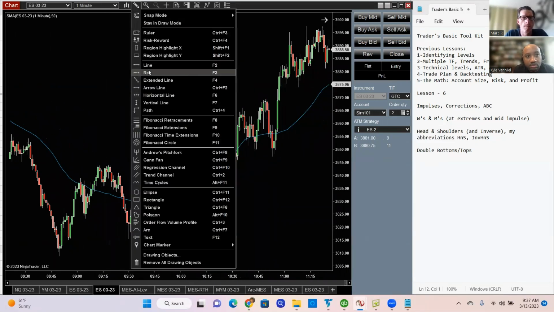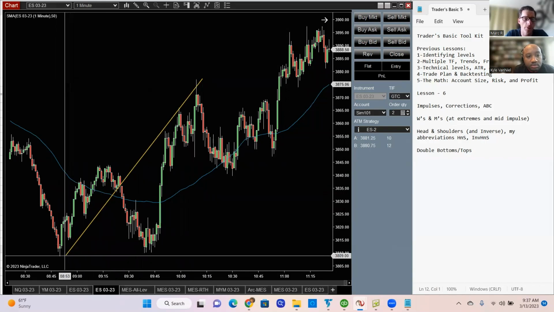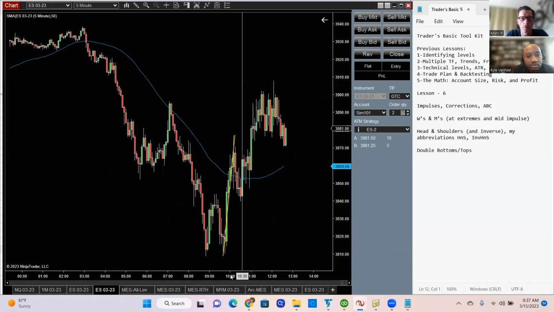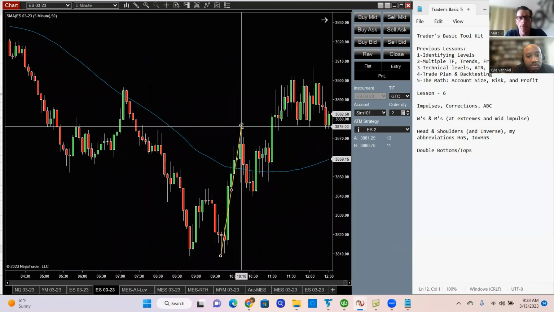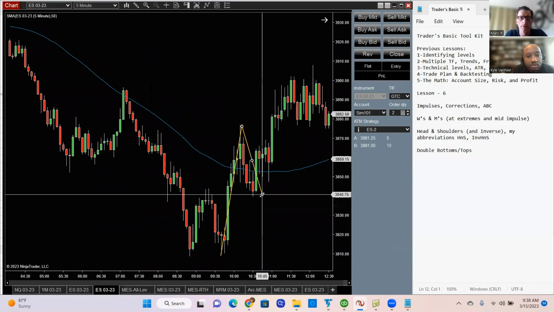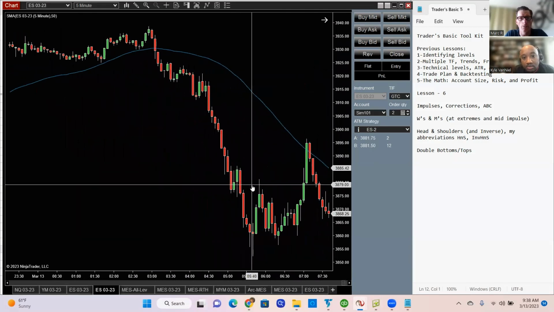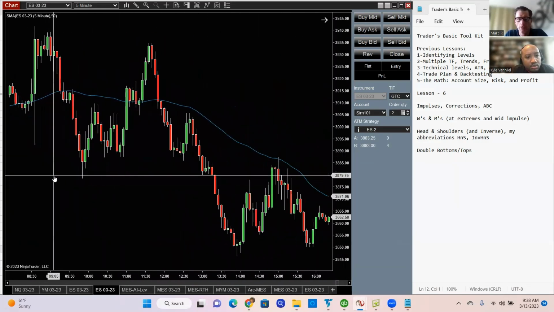Well, this is an impulse move right here. Let's go here to here. This is a better example, right? So here's an impulse move. Might even look better on a 5. Looks great on a 5. So here's a long move down, but here's an impulse move up. This is a correction, and this is an impulse. So that's what we're referring to: impulse, correction, impulse, correction.